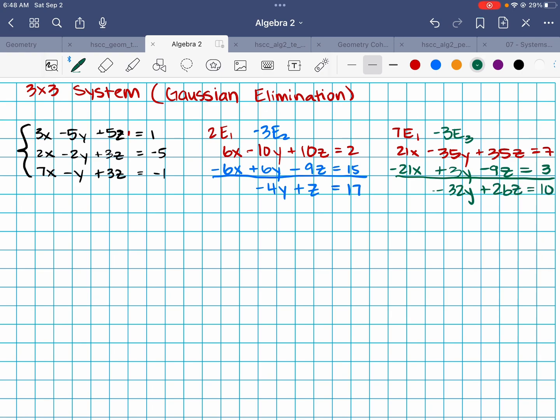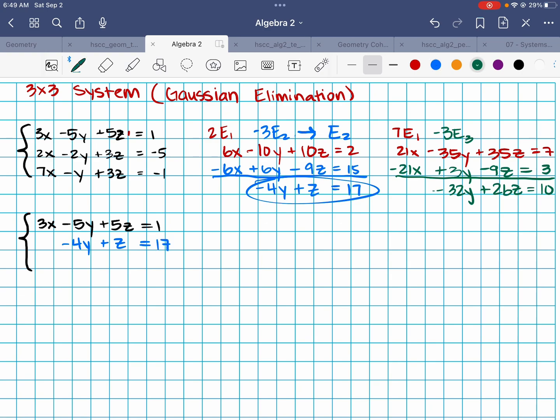All right. Now, part of Gaussian elimination is rewriting your system and showing the reduced system each step. So our first equation is going to stay the same. So we're not going to replace E1 at all. We're going to keep it exactly as it is. Plus 5z is equal to 1. And then over here, when we did the 2E1, 3E2, that's going to replace whatever E2 was. So E2 is now this guy right there. Negative 4y plus z is equal to 17.